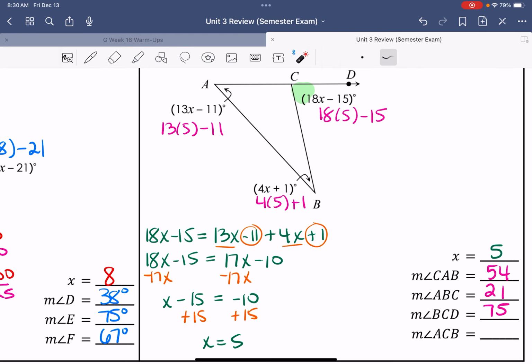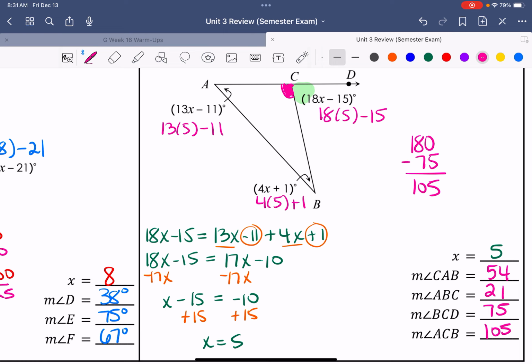And then they want ACB. So that's this part in the inside. There's no label that I can plug into, so I can't just plug in the 5. But we do know that this outer part, BCD, that's 75. And right here is a straight line. So to find that one, you just have to do 180 minus 75. And that's going to give us 105. So that is what that angle is.